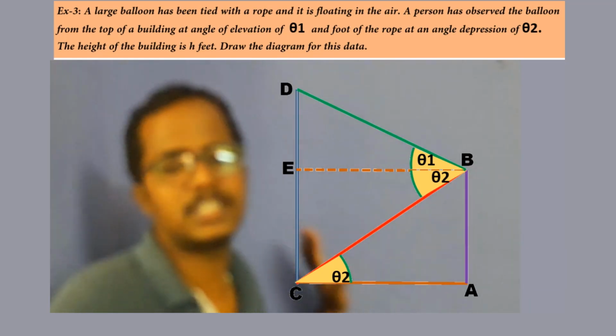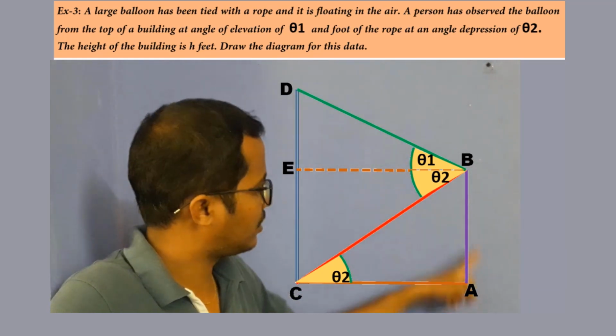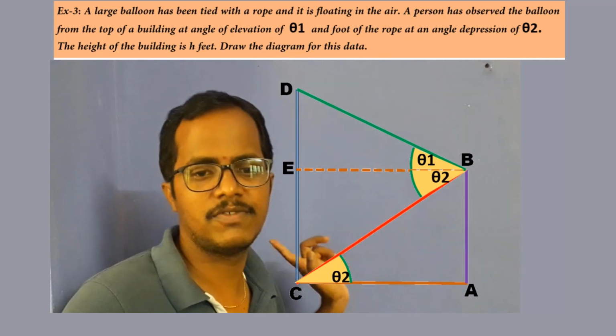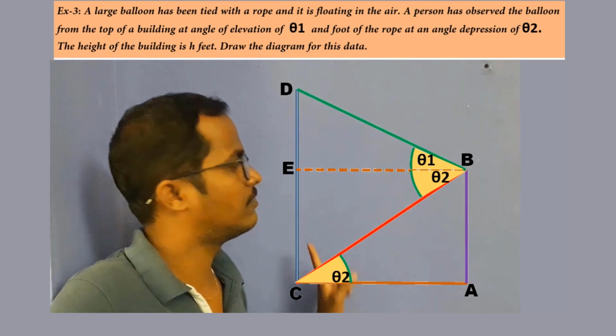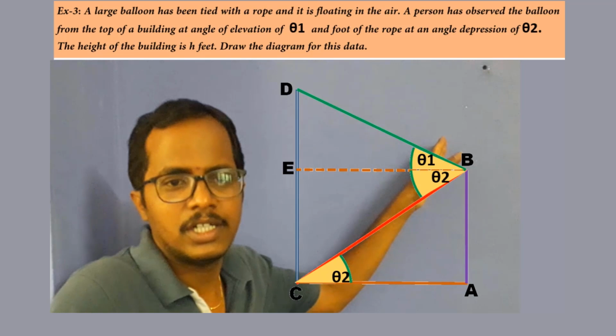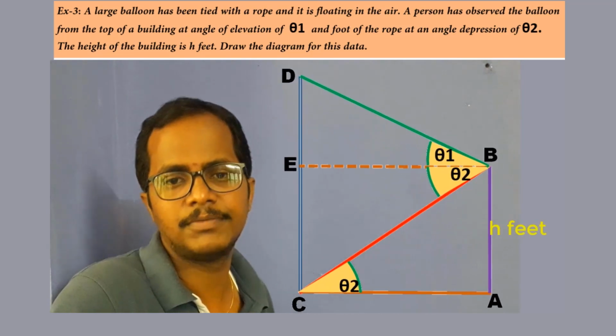Now let us remove the pictures from this diagram. Now we get the diagram for the given situation. So this is the given diagram, a rough diagram for the given situation. And here also we have the height of the building, that is h feet.